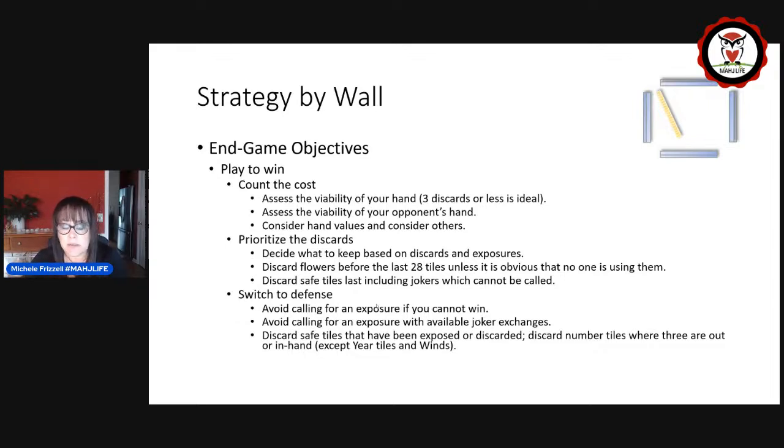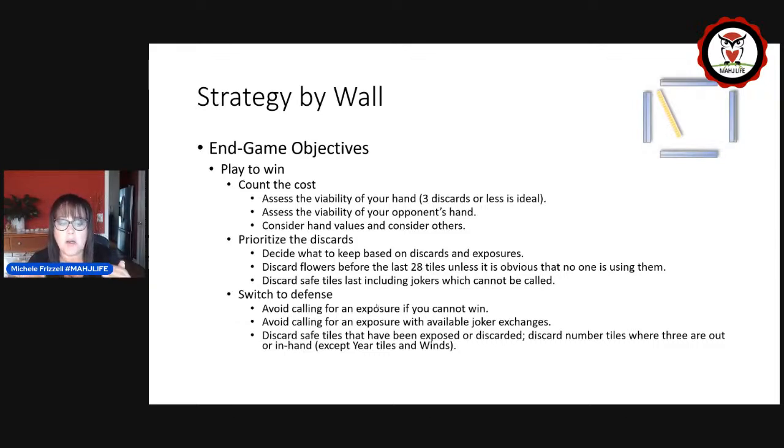If you do have discards though, excuse me, I have a little cold. You want to decide what to keep based on what you see, especially if you decide instead of playing to win, you're going to fold and play defensively. That would be a fold in American Mah Jongg. You switch to defense. You're still active in the game, but you're not playing to win. You're playing not to lose.